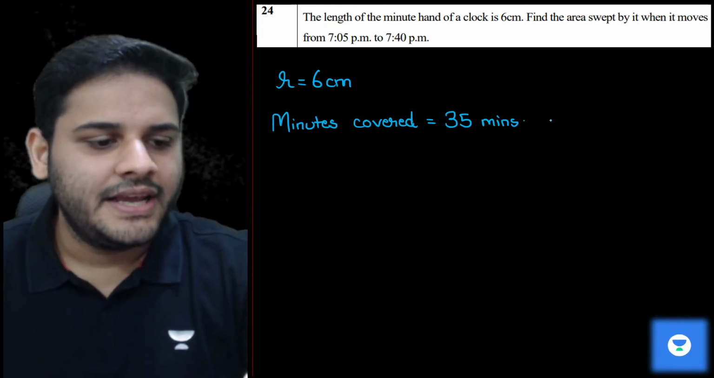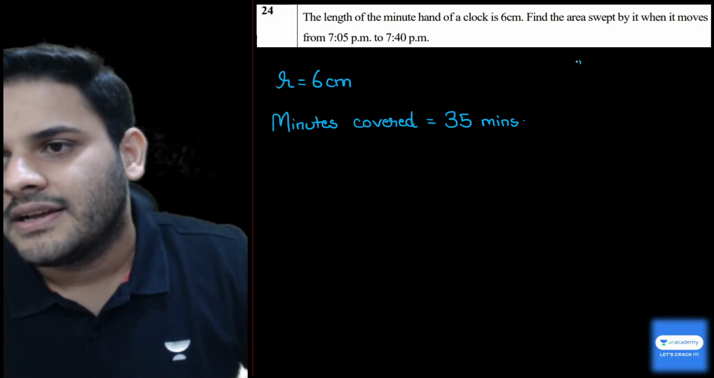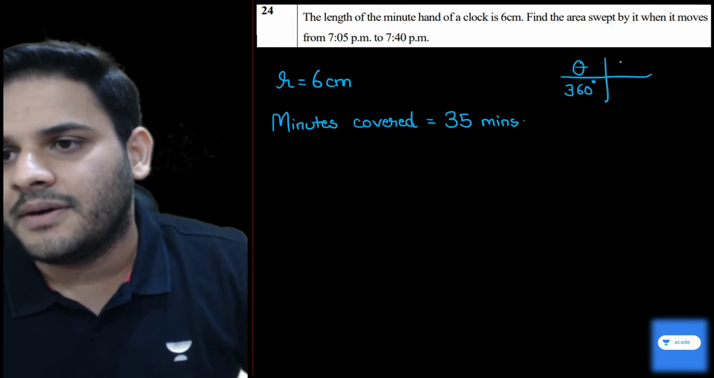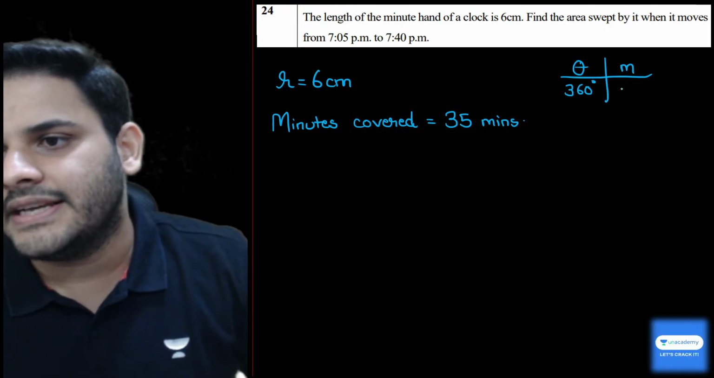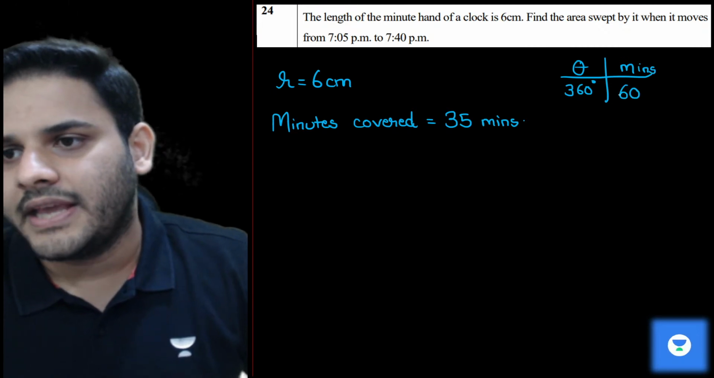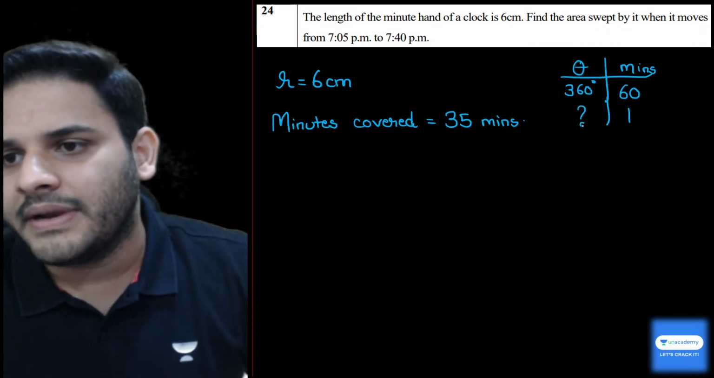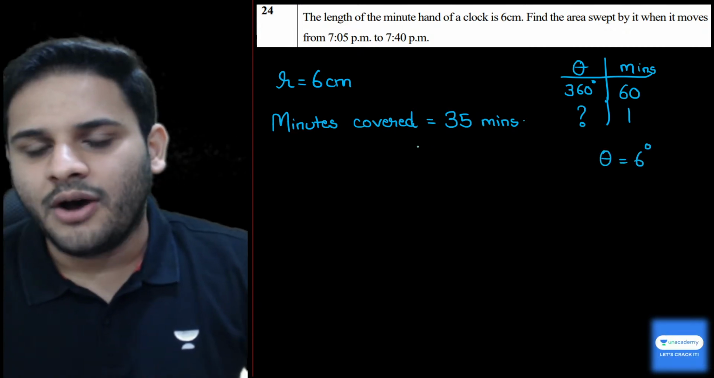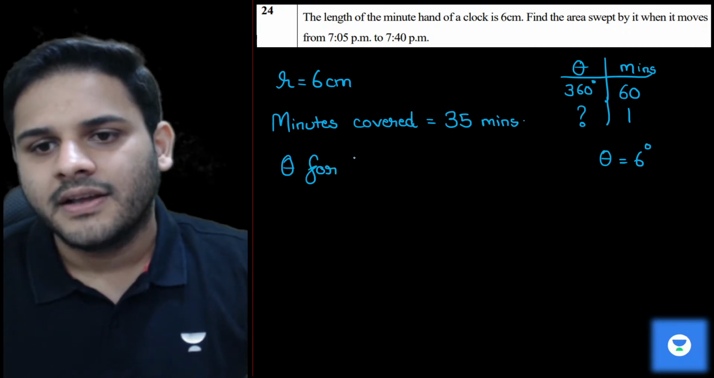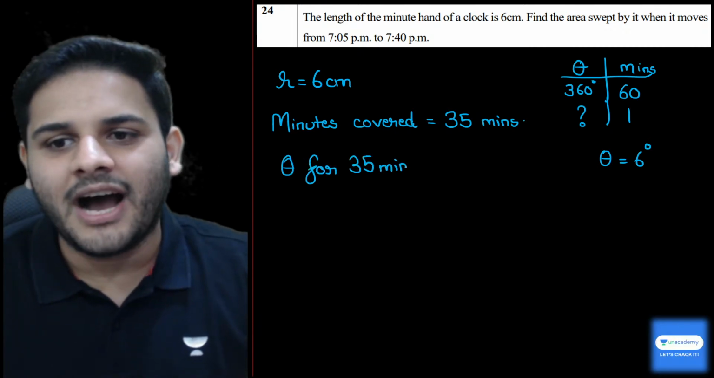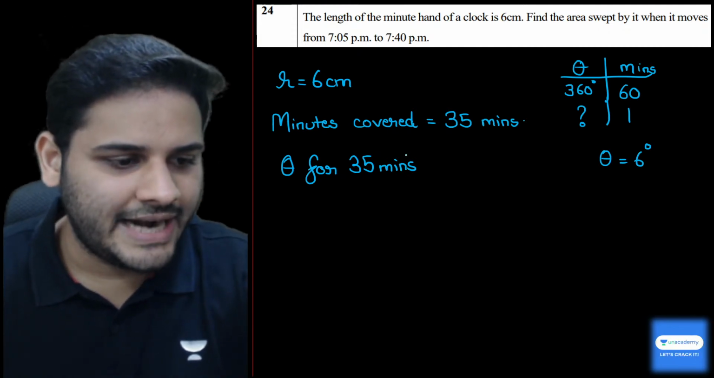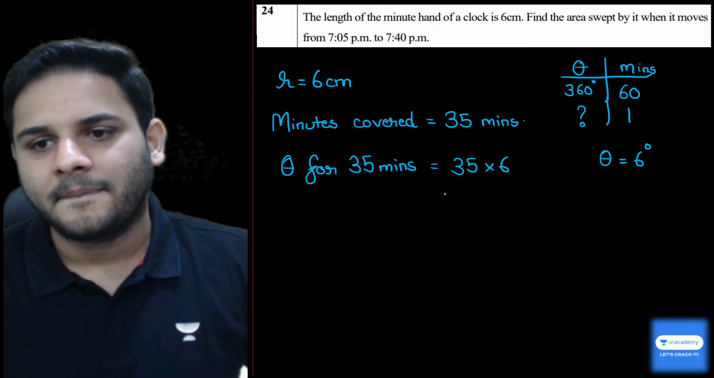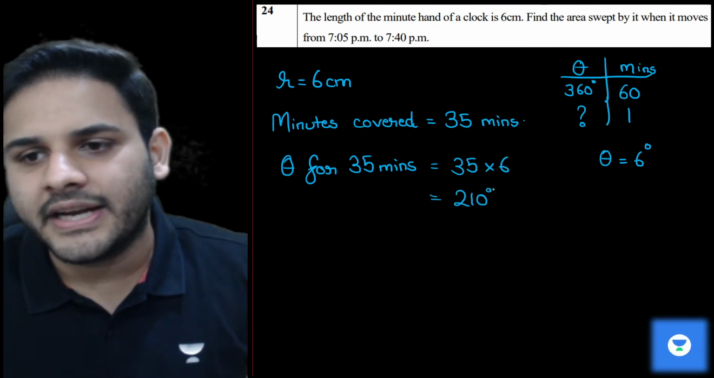Now if it is traveling 35 minutes, theta is 360 degrees for 60 minutes. So what will it be for 1 minute? It will be 6 degrees. So now theta for 35 minutes will be how much? Come on, write quickly in the chat. What will be the theta for 35 minutes? It will be 210 degrees.